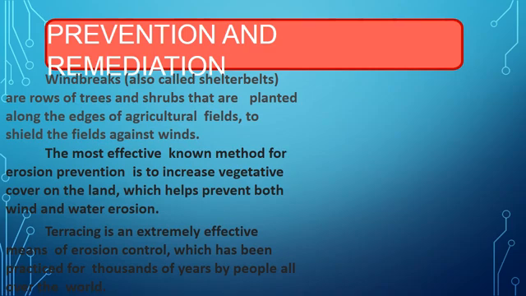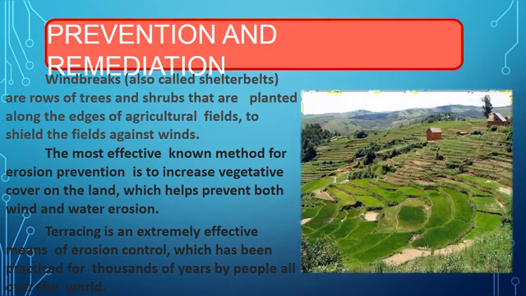What are the different preventions and remedies we can use? To save the sand or rock from the wind, one option is windbreaks, which are rows of trees or shrubs planted along the edges of agricultural fields to shield the field against the wind. You can plant shrubs or trees wherever there is empty space, and because of that there will be an obstacle to the wind.